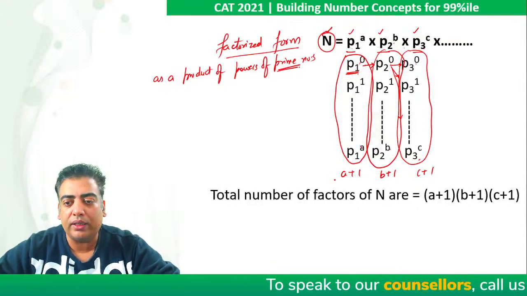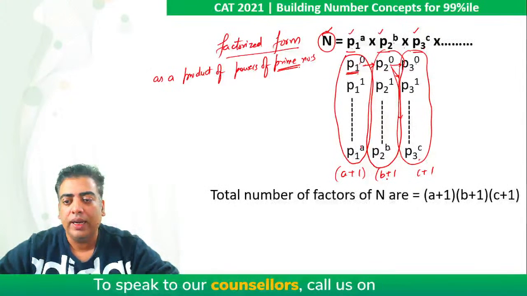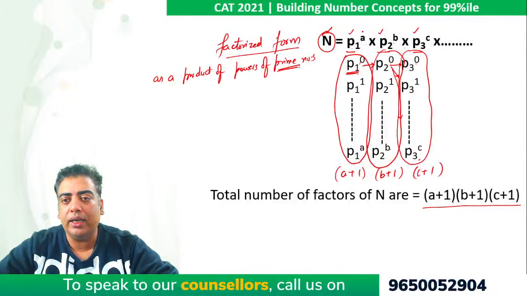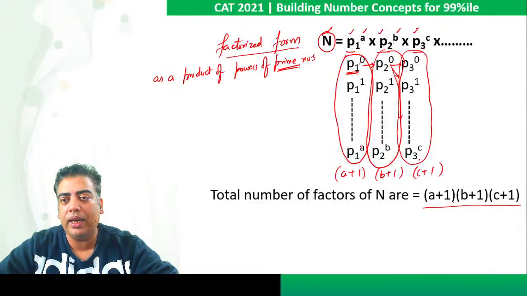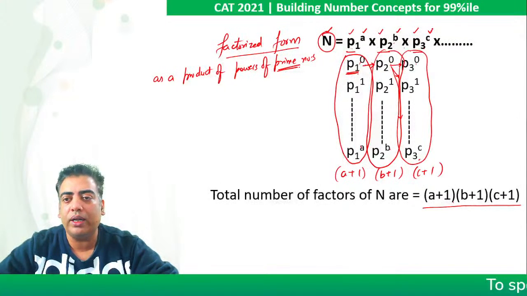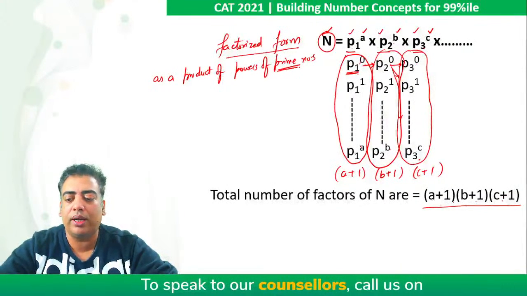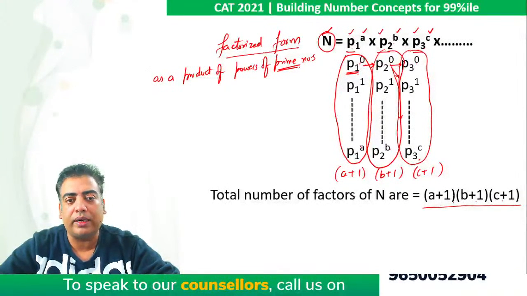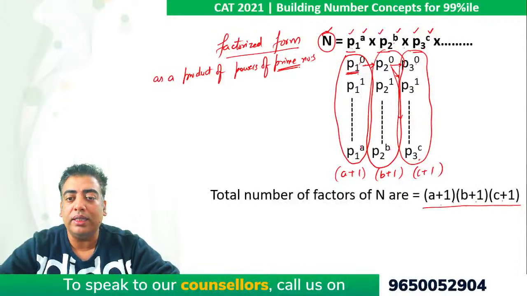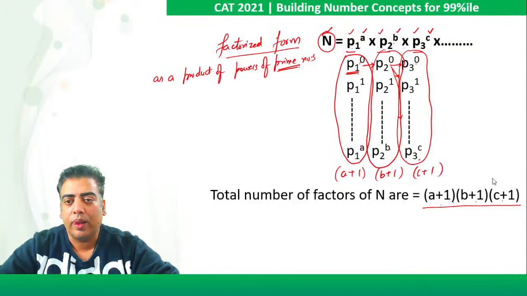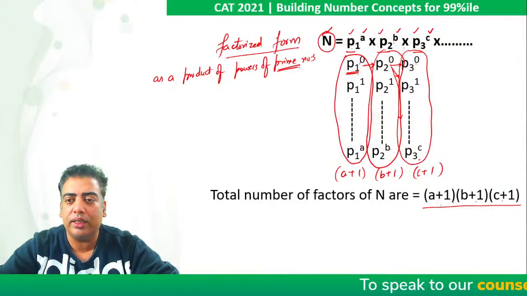So the number of factors finally results in the product of A plus 1, B plus 1 and C plus 1. If we observe it closely, we can straightaway say that if your powers are A, B and C, we just need to add 1 to the power of each prime number and multiply all the values. It will straightaway give me the total number of factors of the given number. Here the reasoning is very important: why are we getting (A plus 1) into (B plus 1) into (C plus 1)? I hope this reasoning is clear to each and every student.